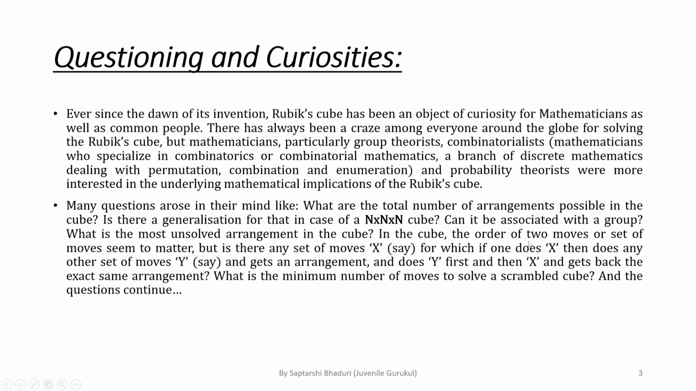In the cube, the order of two moves or set of moves seem to matter, but is there any set of moves x, say, for which if one does x, then does any other set of moves y, say, and gets an arrangement and does y first and then x and gets back this exact same arrangement? What is the minimum number of moves to solve a scrambled cube? And the questions continue. In this lecture we discuss the following things chronologically.